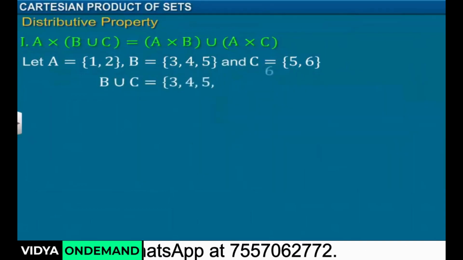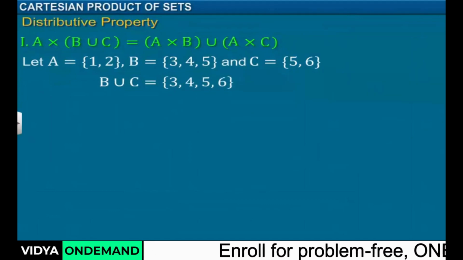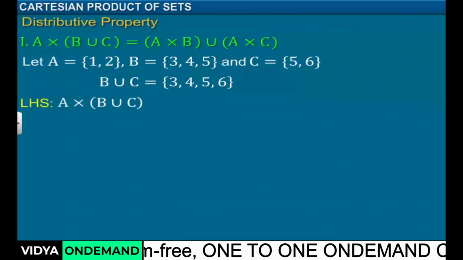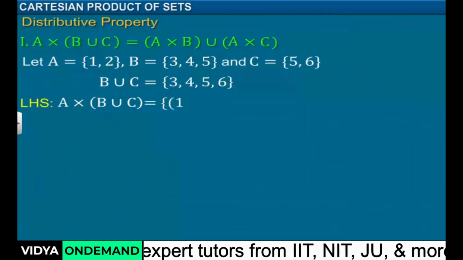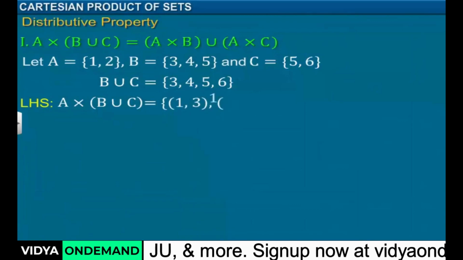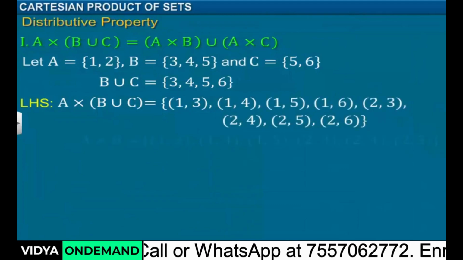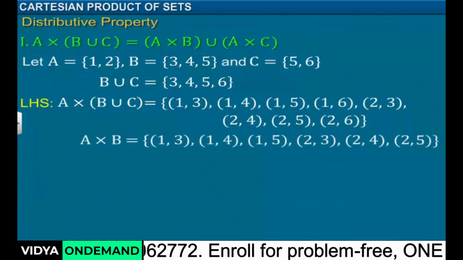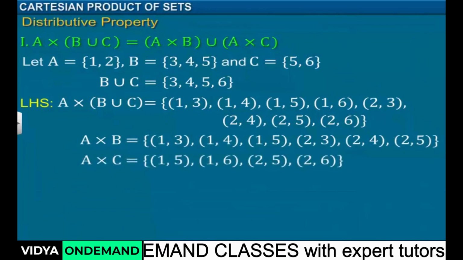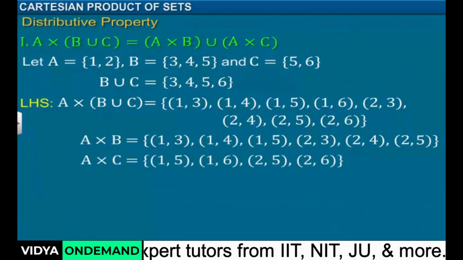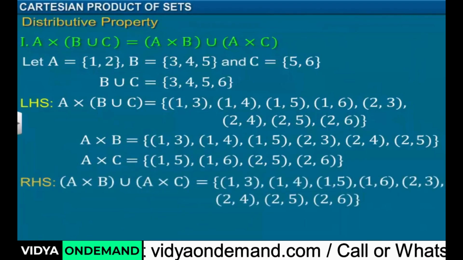Let us evaluate the left-hand side of the property first. The Cartesian product of A with B union C is the set as shown. Now, let us find the Cartesian product of A and B, and A and C. Now, let's evaluate the right-hand side. The union of the Cartesian product of A and B and A and C is the set as shown.